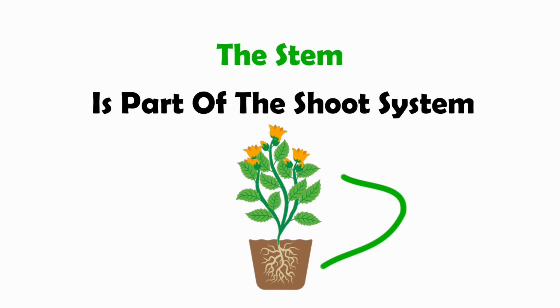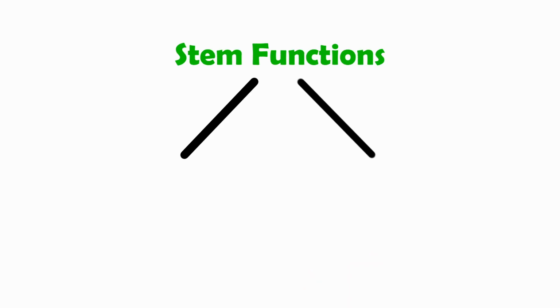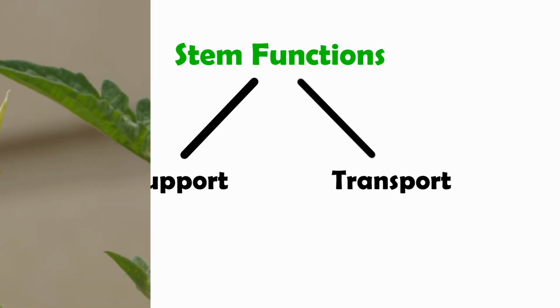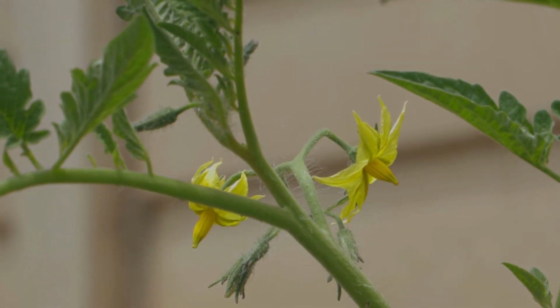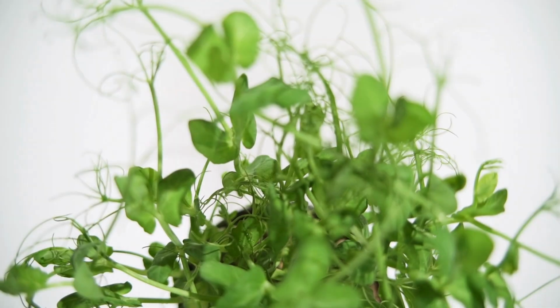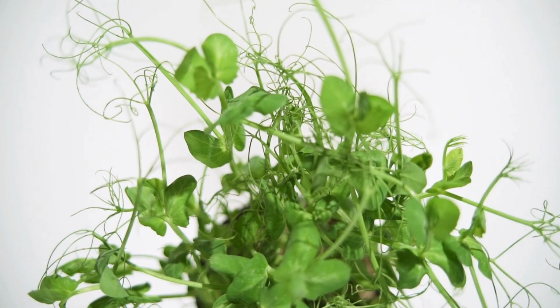The stem is part of the shoot system and connects the roots to the leaves and flowers. The stem has two main functions, support and transport. Support allows the plant to hold its leaves and flowers upright. Transport moves materials throughout the plant.